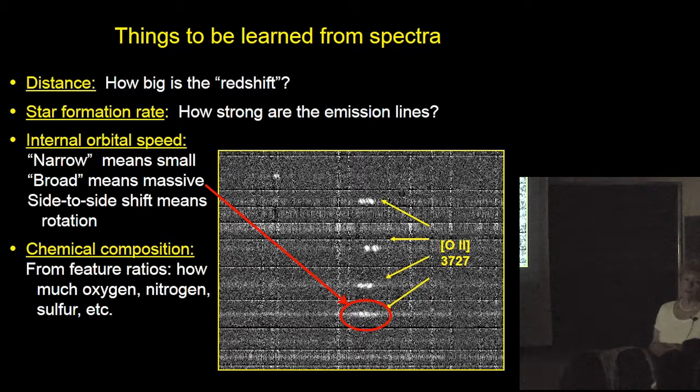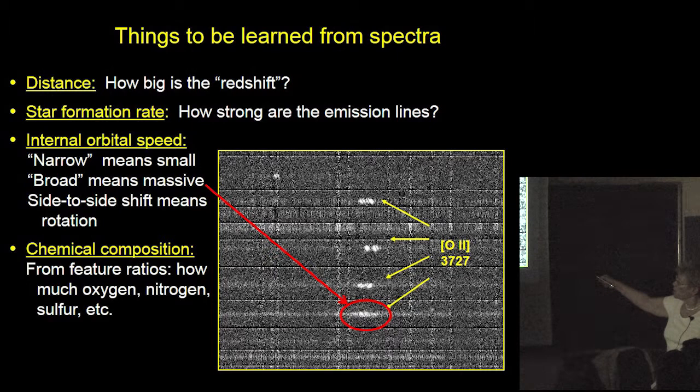I'll just summarize them briefly. First of all, the distance. How big is the redshift, and therefore, how far back in time are we looking? From the star formation rate, we can measure that from the brightness of these features. These features are coming from Orion nebulae in the galaxies that we see way back in time.